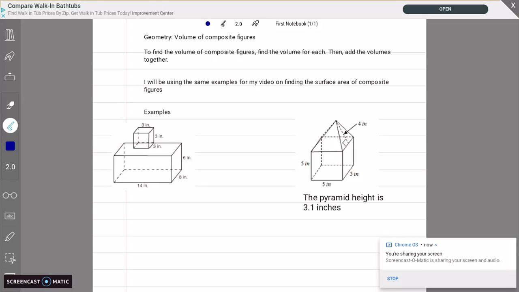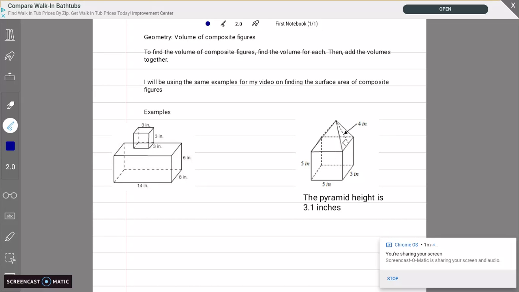So in order to find the composite volumes, it's very similar to composite shapes. So you have to find the volume of each of the shapes and then add them together. So I have two examples here, and there will be a sister video on how to find the surface area of composite figures, which is a little bit more in detail. So if you are working on that subject, please make sure you check that video out as well. I am going to be using the same examples for that video. So let's get started and try to find the composite volume for both of these shapes.